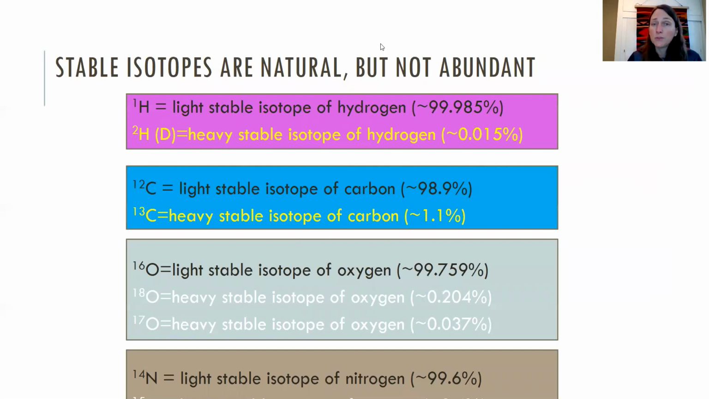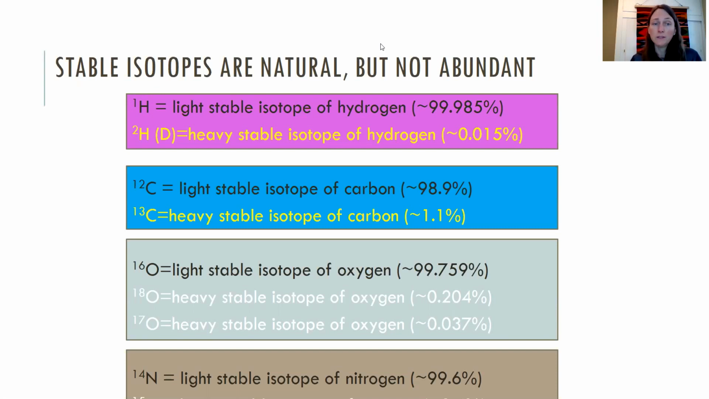Stable isotopes are natural, but they're not abundant. So hydrogen 1 is the lighter, stable form of hydrogen, and 99.9% of hydrogen atoms on Earth are hydrogen 1. But hydrogen 2 is the heavy, stable isotope of hydrogen, deuterium, and it makes up about 0.015% of all hydrogen on Earth. There are the normal kind of light, stable isotope of carbon. 98.9% of all carbon is carbon-12, but carbon-13 is a heavy, stable isotope of carbon, and about 1.1% of the carbon atoms on Earth are the heavy, stable isotope.